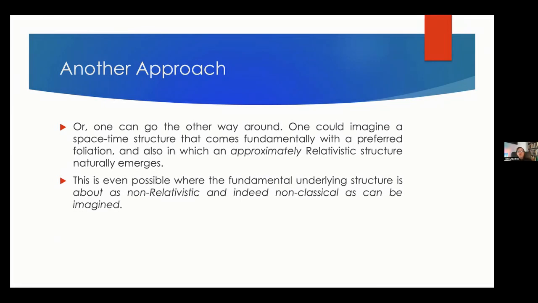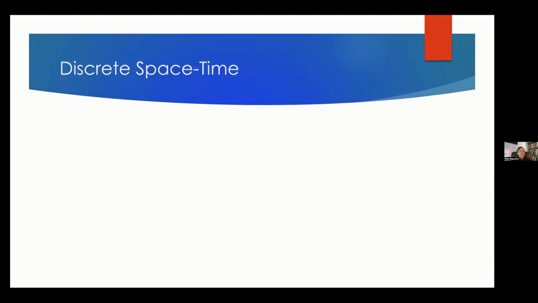And it can happen where the underlying or the exact or precise structure is as non-relativistic and non-classical in every respect as you can imagine. That even in that situation, in a very natural way, something that at macroscopic scale kind of looks classical and looks relativistic can emerge, and can emerge in an extremely natural way. So that's what the rest of the talk is going to be about.